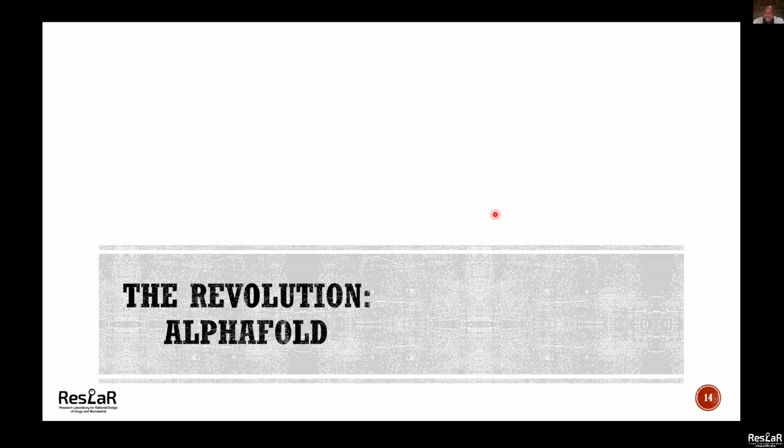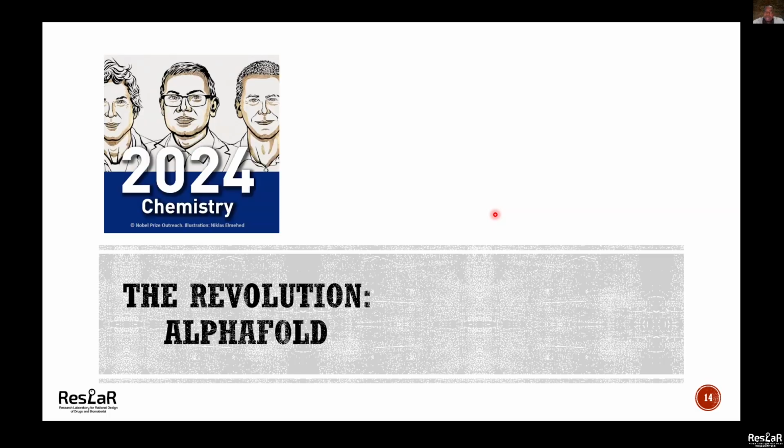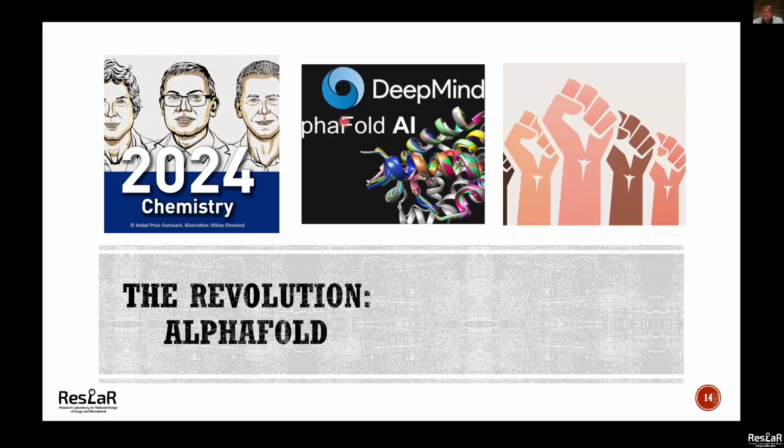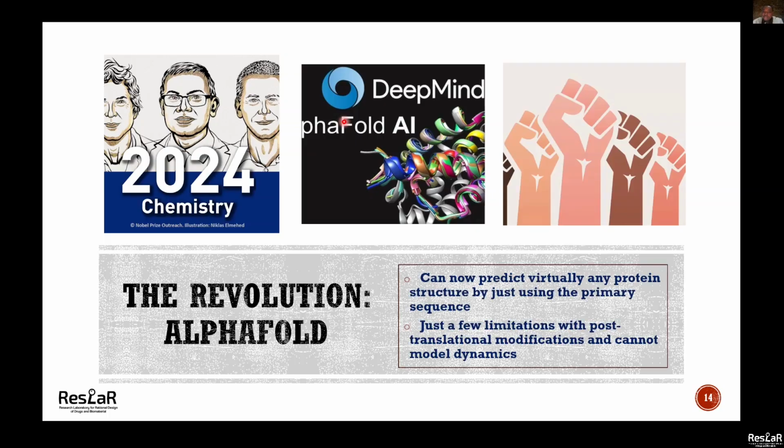AlphaFold is here because it has simplified structure prediction. We remember in 2024, the Nobel Prize was given to this trio, Hassabis and Jumper, who were involved in developing AlphaFold at DeepMind. So now structure prediction is really very easy. Just from the primary sequence of a protein, it can predict virtually any protein structure. Protein, DNA, whatever, it can do that.